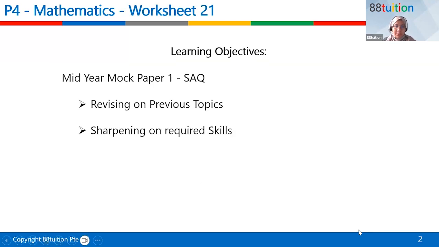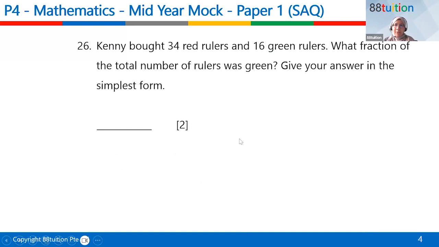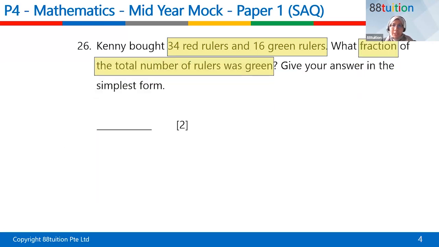Okay, you all are familiar with this. Now let's take a look at this question. Kenny bought 34 red rulers and 16 green rulers. What fraction of the total number of rulers was green? Give your answer in the simplest form. So what do we need to take note here? We need to look for fraction.